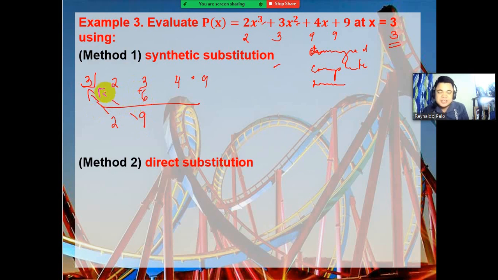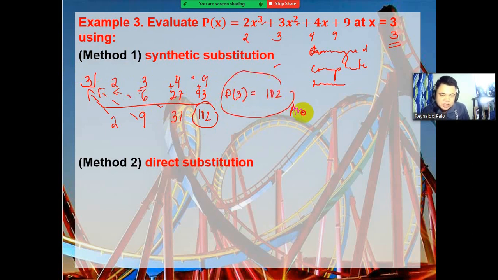So the process is repetitive, okay? Bring down, multiply, add, bring down, multiply, add until you finish. So 9 times 3 is 27, and then 4 plus 27 is 31. Then 31 times 3 is 93, and then 93 plus 9 is 102. Whatever is the last answer in synthetic division, it's what we call the remainder. That's your answer. So p of 3, or the value of the whole polynomial function, is 102. This is now your final answer.